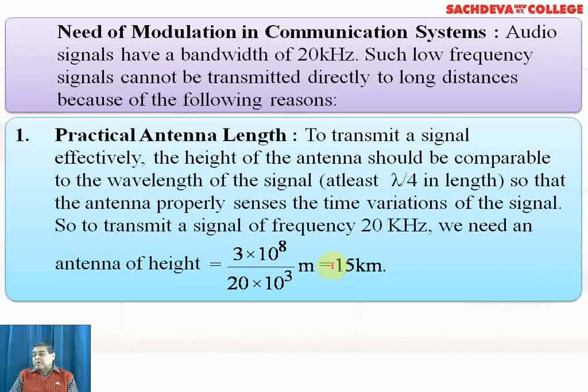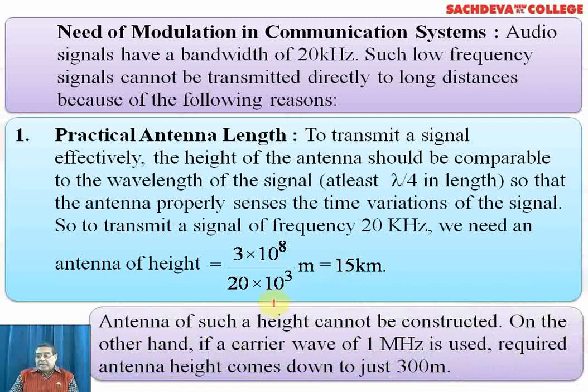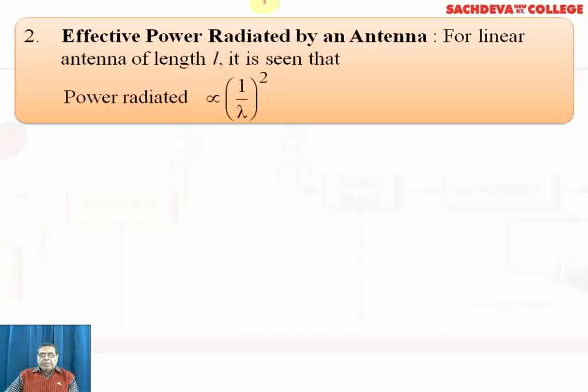We have to create a tower whose height will be nearly 15 kilometers, and that is not possible. So antenna of such a height cannot be constructed. On the other hand, if a carrier wave of 1 megahertz, that is 10 to the power 6 hertz, is used, then the required antenna height comes down to just 300 meters. That can be practical. So we can construct an antenna height of nearly 300 meters, that is less than half a kilometer.